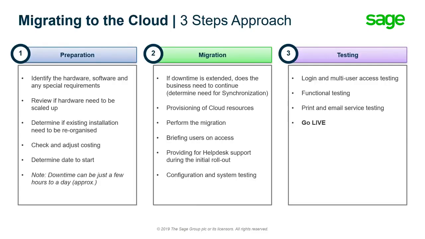So there are three simple steps that you have to watch out for when you want to consider this. The first one is preparing, right? And as with everything, preparation is very important, right? First of all, you must identify the hardware, software, and any special requirements that you have. This is easy, right? The partners will be able to quickly take a look at your situation and tell you whether you are good to go or not good to go, right?